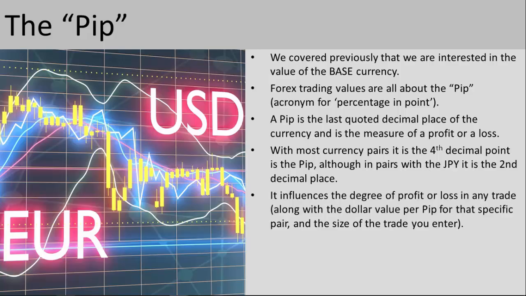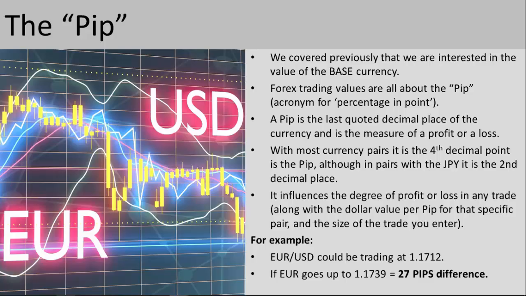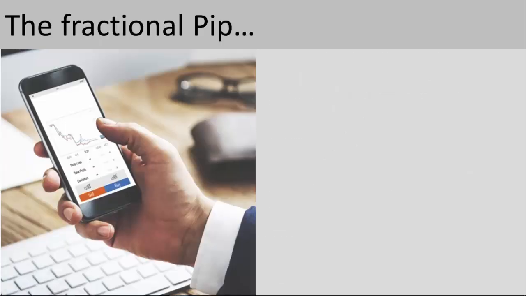It influences the degree of profit or loss in any trade, along with the dollar value per pip for that specific pair, and of course the size of trade you enter. For example, if the Euro USD is trading at 1.1712 and then moves to 1.1739, with this being a fourth decimal point pairing, there are 27 pips difference between the two. It is also worth mentioning at this stage the fractional pip.